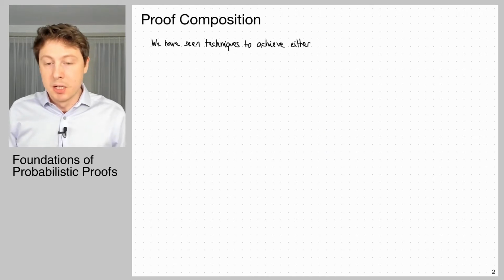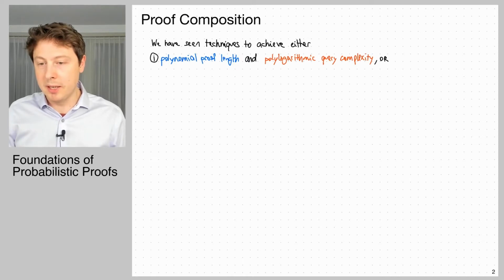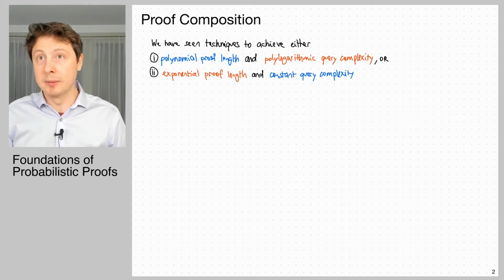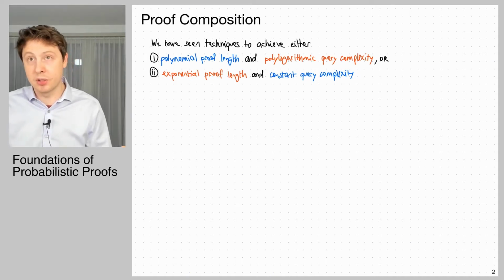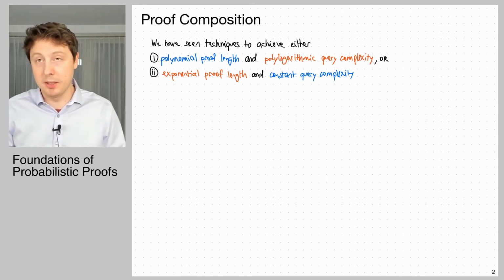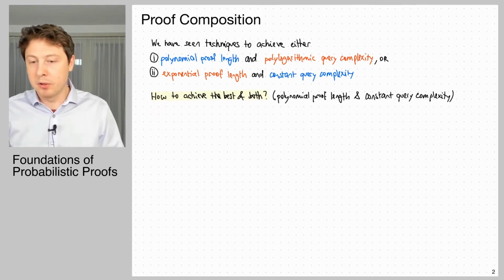Okay. So we have seen techniques to achieve either a polynomial proof length and polylogarithmic query complexity, or exponential proof length and constant query complexity. The first one was the construction based on multivariate low-degree extensions, and the second construction, which in fact we saw earlier, was the construction based on linear PCPs and linear extensions. And you should ask, how do we achieve the best of both? Both polynomial proof length and constant query complexity.